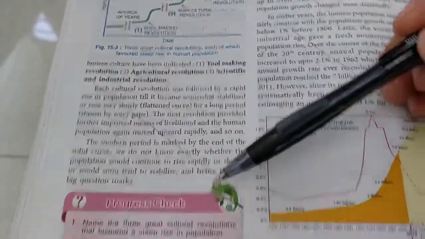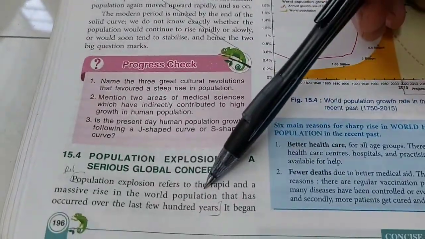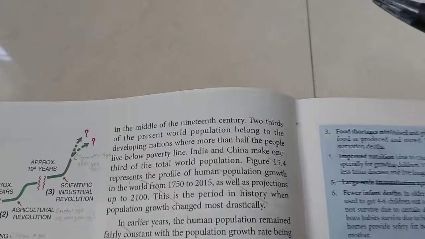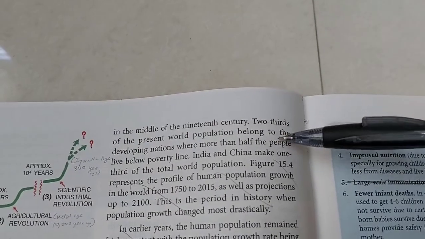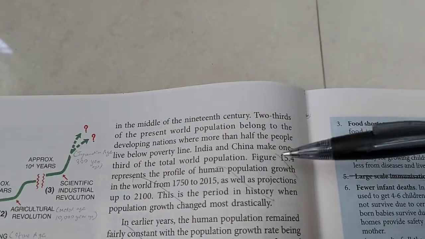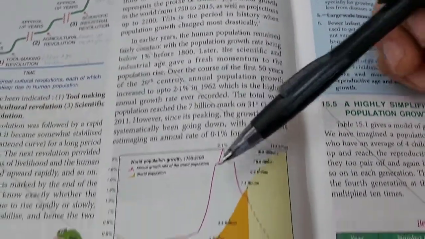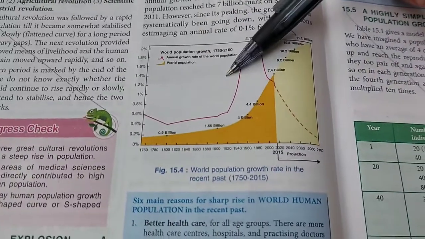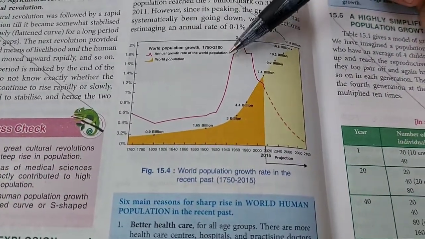Cancel these 2 paragraphs. Mark the definition of population explosion. Still, half the population of the world lives below the poverty line. India and China make 1/3 of the total world population. Cancel this. All the numbers are cancelled. This figure is just for reference. No need to learn any values.